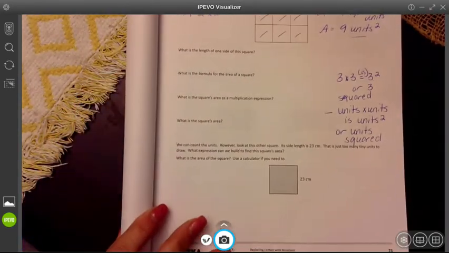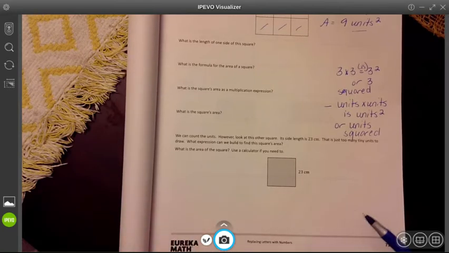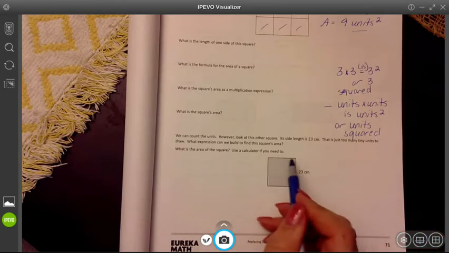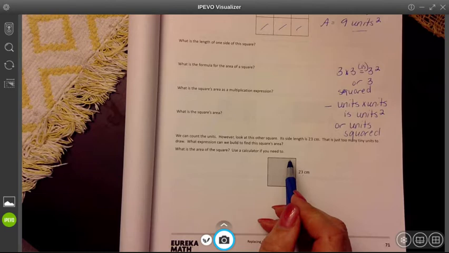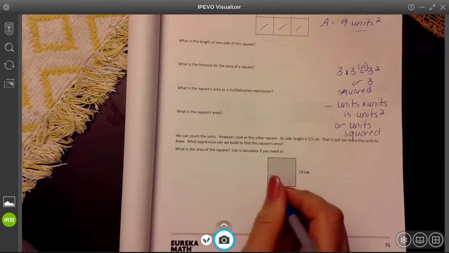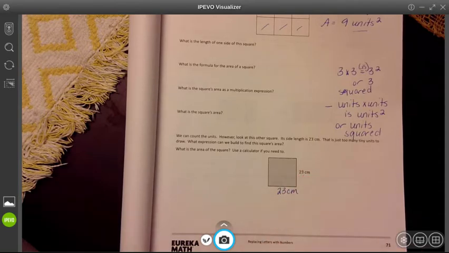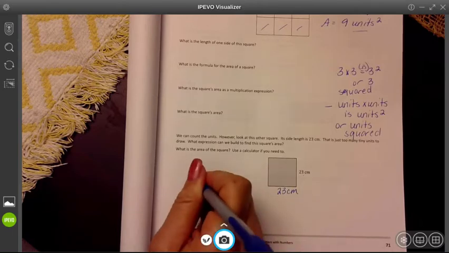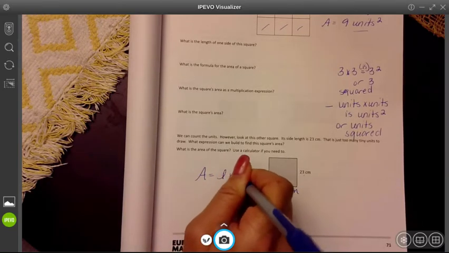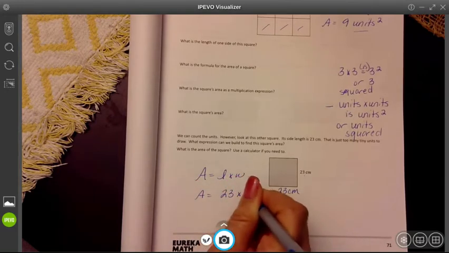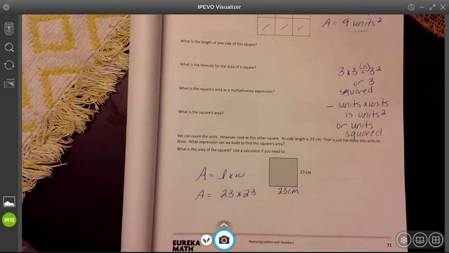Down below, we have another square. And this square has 23 as its width. So I'm not going to draw lots of lines so we could count 23 on this side. Since it's a square, its other measurement is 23. So instead, for this one, we are just going to use a calculator because, again, area equals length times width. Well, in this case, the length is 23 and the width is also 23.